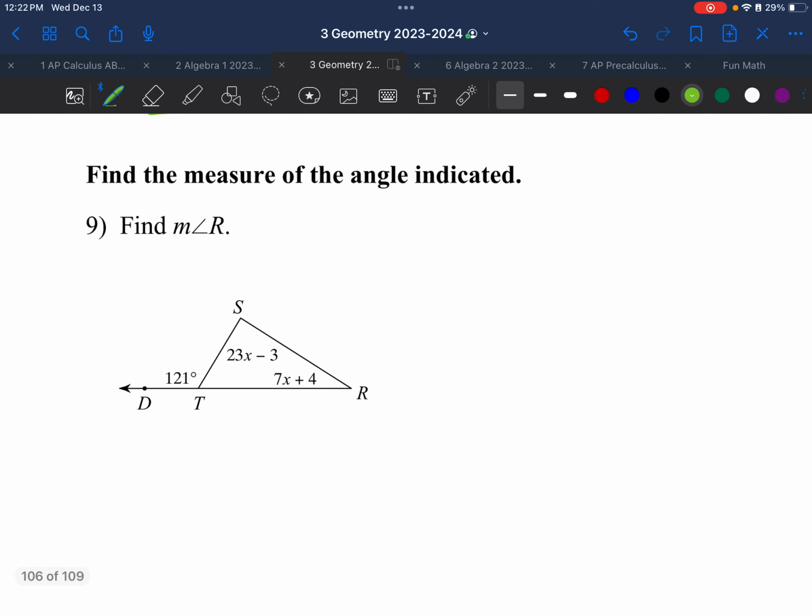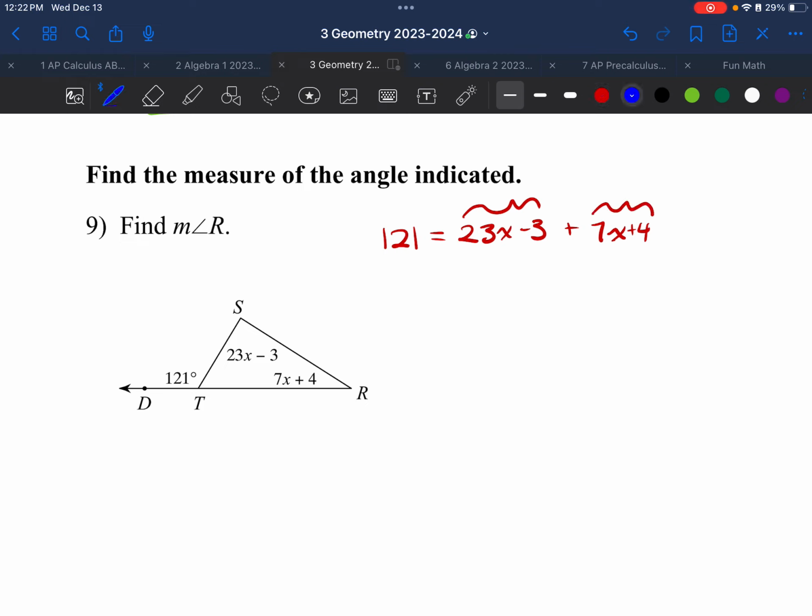In number 9, we're trying to find the measure of angle R, and again, you're using the fact that these two interior angles add up to that exterior angle. So let's write that down. I have 121 is equal to 23x minus 3. That was one of the angles, right? And then I'm going to add that with another of the angles, which is 7x plus 4. That's the other angle, right?